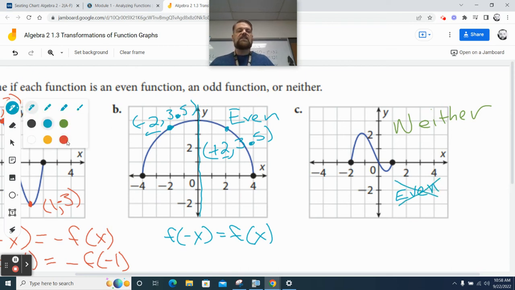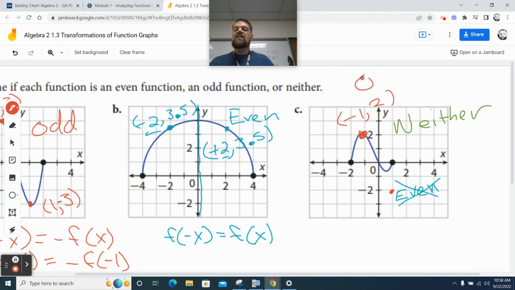Now let's look at the odd. So I pick one point here. If I say -1 comma 2, if this was odd, then I should have +1, -2. If it was odd, but I don't. So it's not odd. So it's neither. You guys remember that?